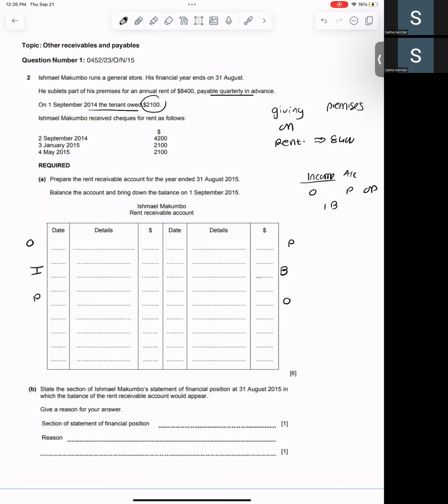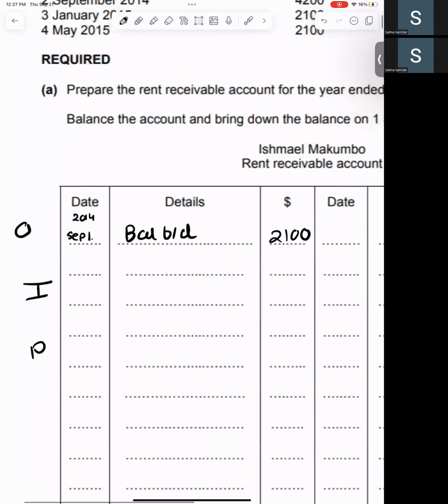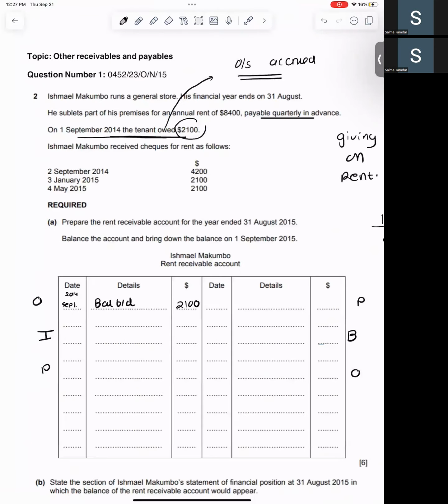So on 1st September, the tenant owed. Owed means outstanding. Owed means accrued. On the first day, I have accrued income of 2,100. Balance brought down. So my first day is 2014, September 1. Outstanding income of 2,100. This is already done.